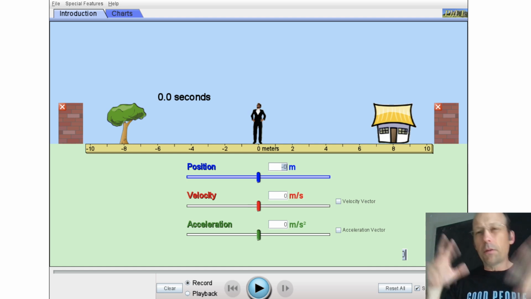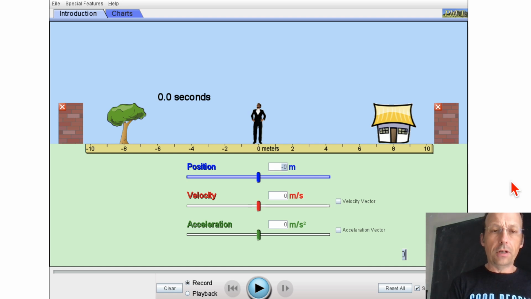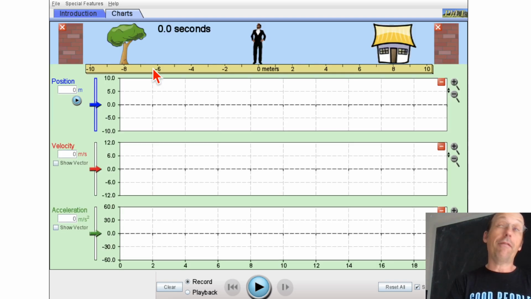Okay, so this is called the Moving Man. You can do a couple things here. You can manually change his position or velocity or acceleration, and that's fine. But I want to go up here to charts because I want to look at the graph. So click on the charts up there, and now we have a graph of the guy, or person. Let's just say person.